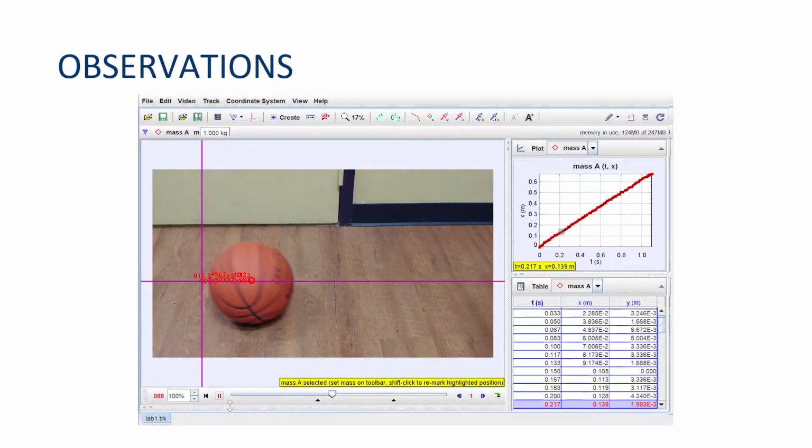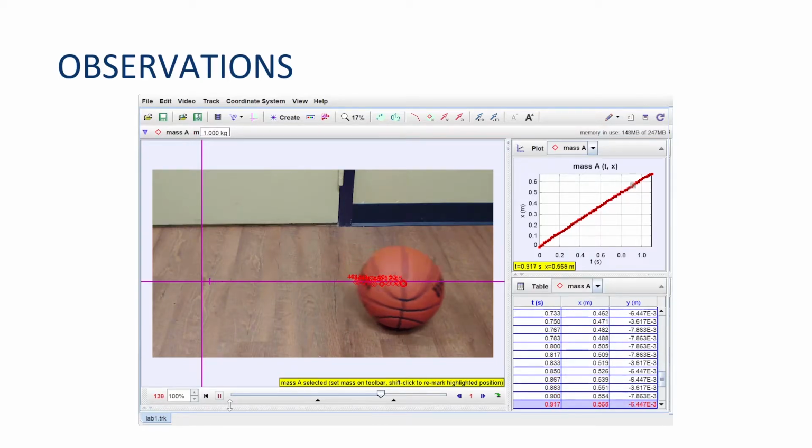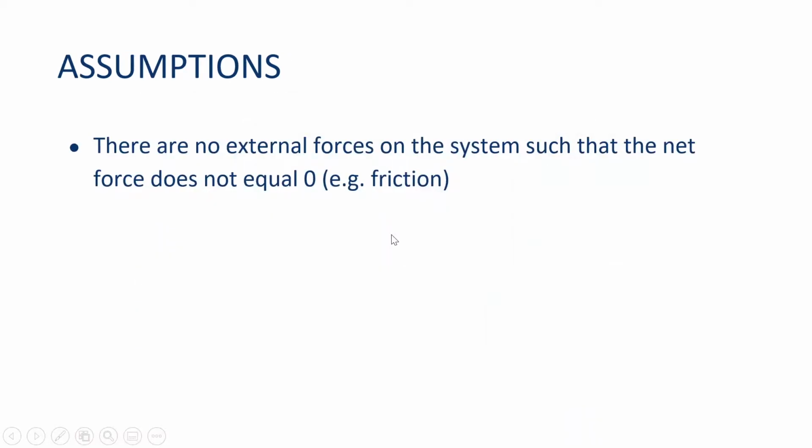The ball's motion is analyzed a bit after it's pushed and a bit before the ball comes to a stop, to ensure a constant velocity. The coordinate system is defined as 0 being the center of the ball, and the ball is moving in the positive x direction. This data is then loaded into our computational model.